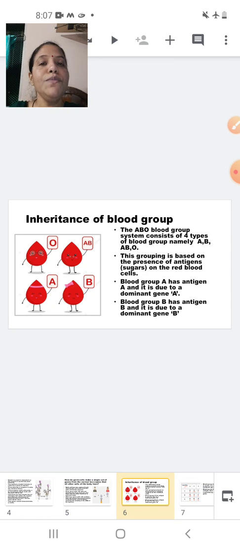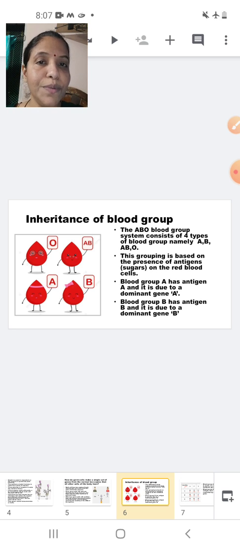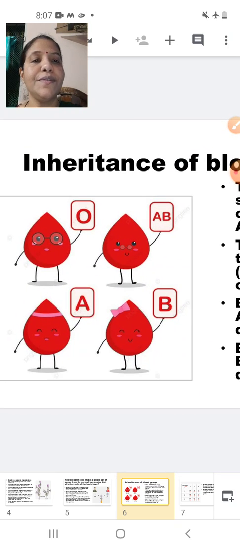Now students, let's move over to the next topic, and that is inheritance of blood group. As far as the blood is concerned, there are 4 different blood groups in human beings, and we are going to study the inheritance of blood group, which is very interesting. So let's look into it. I will explain it with the help of the picture here first.